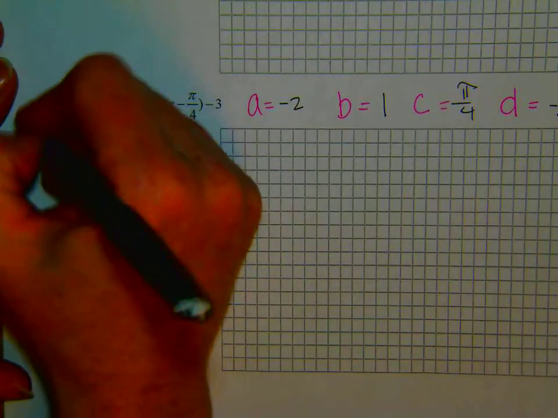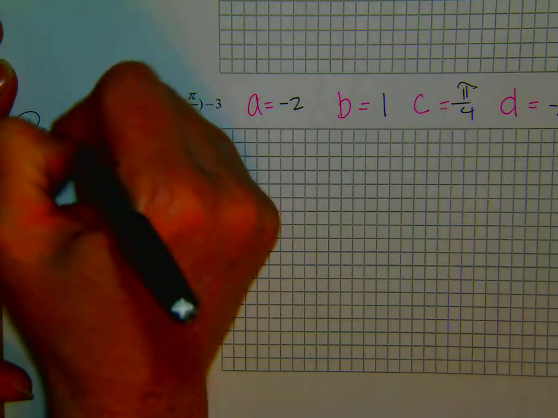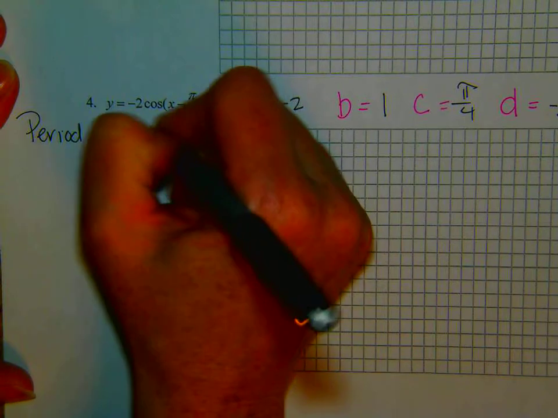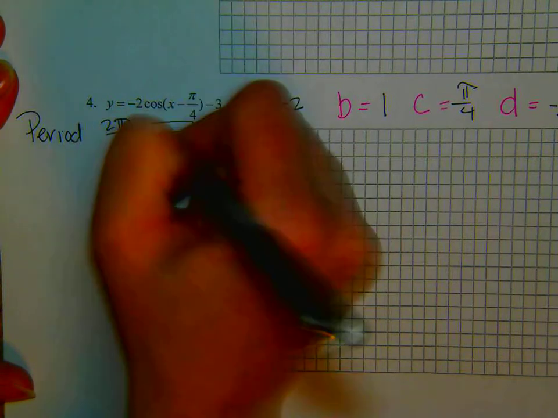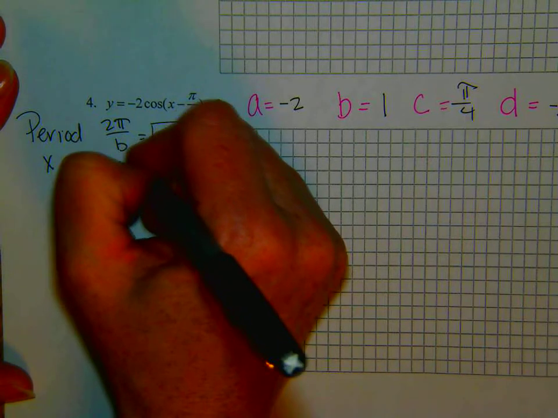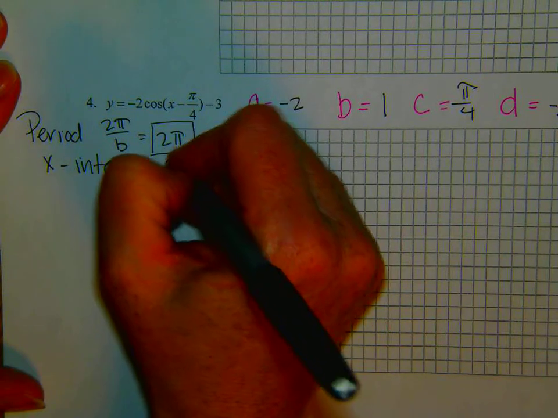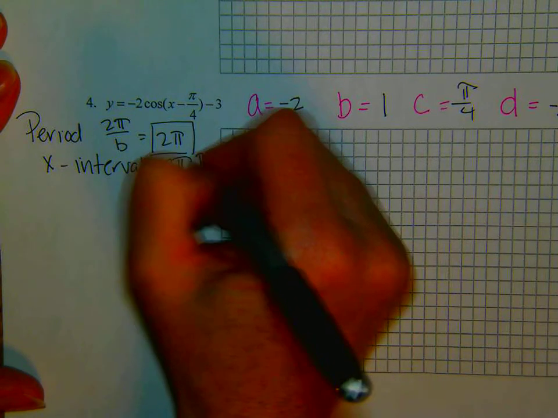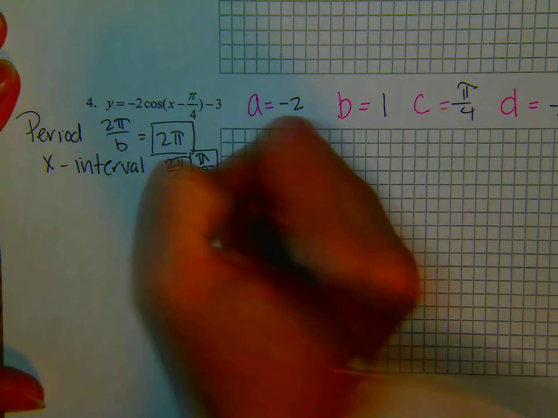We want a period. Period is 2 pi over B. Period of 2 pi. Block that in. X interval is the period over 4, 2 pi over 4. That's going to be pi over 2. Pi over 2. Put a box around that.